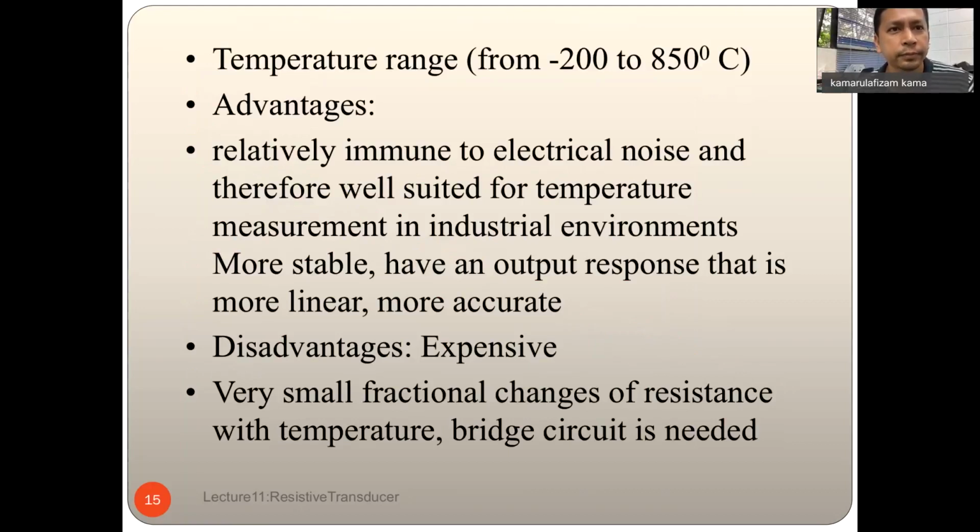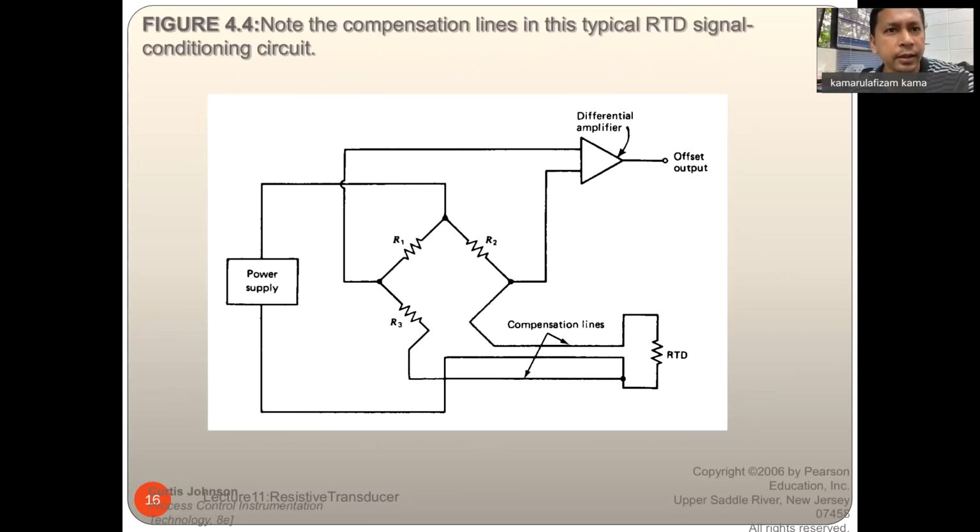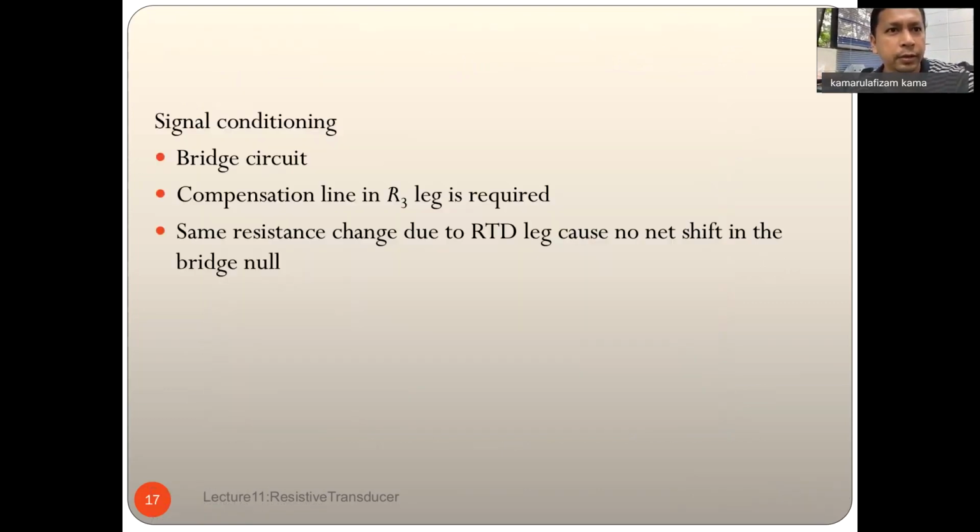It is much more stable, linear, and accurate compared to the thermistor, and of course it is expensive compared to the thermistor. Okay, and the same thing here, you need a bridge circuit to get the value. So you need to connect this sensor to a Wheatstone bridge circuit. That's this one. You have to connect the RTD or the thermistor in one of the legs, R3 or R4. Then the output, you have to connect to a differential amplifier, and you already know this, right?